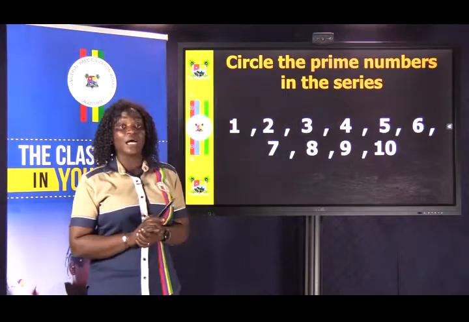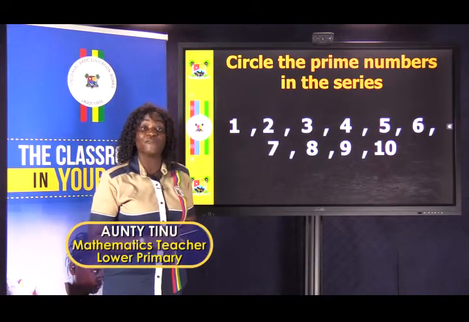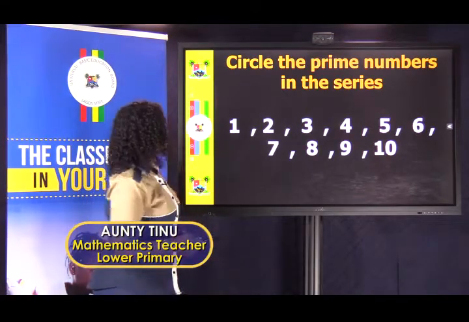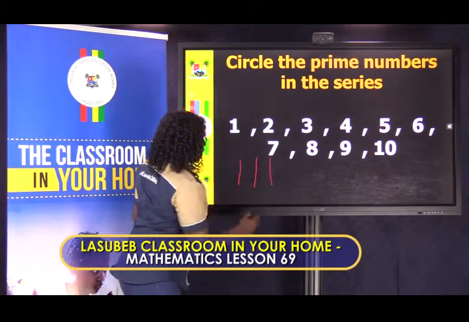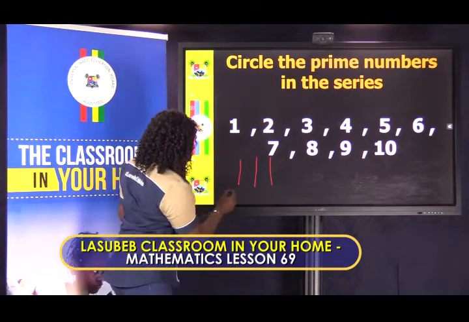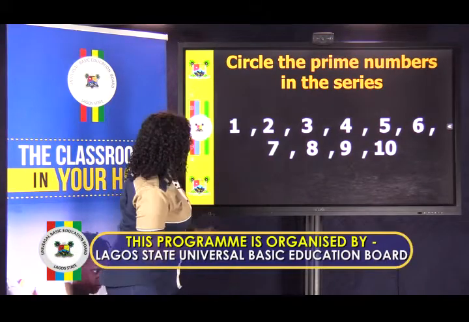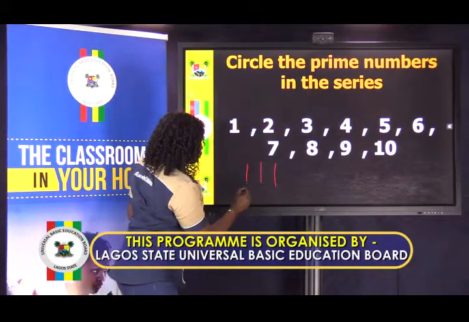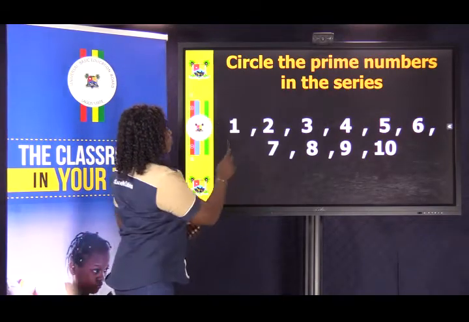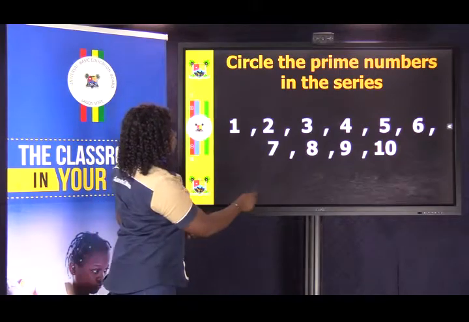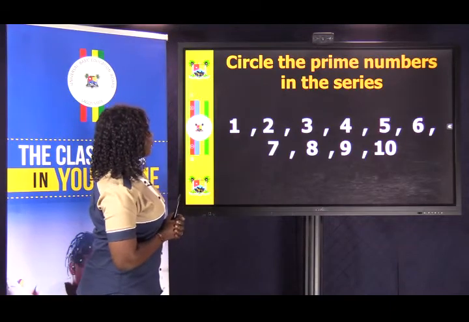So the next number we go to is 2. Can any other number divide 2 apart from 1 and 2? No. So 2 is a prime number. Let's move to 3. Let's divide 3 by 1. Yes, so 1 can divide 3. Let's try 2. We have remainder 1. So no other number apart from 1 and 3 can divide 3. When we divided 3 by 2, we got 1 remainder 1. So 3 is also a prime number.